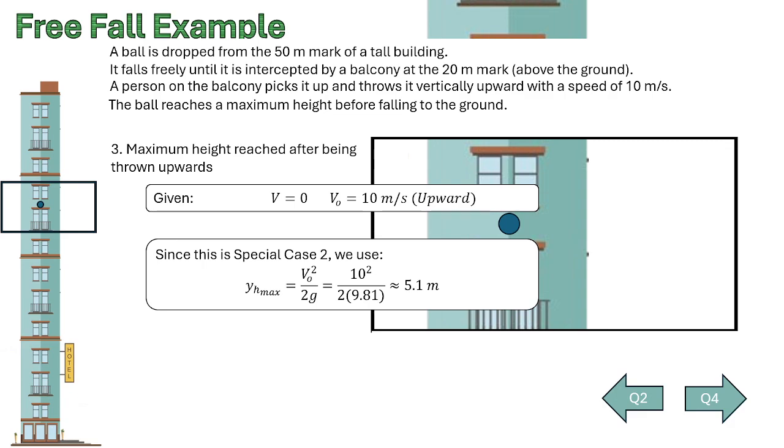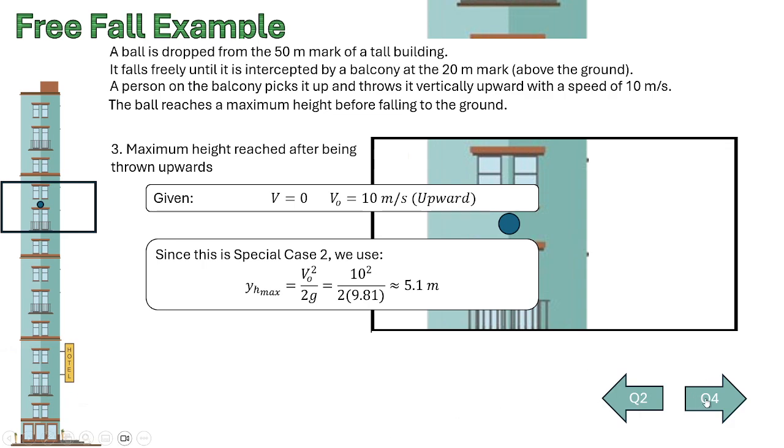So the person on the balcony tried to pick it up and throw it back up without knowing that the velocity is not enough for the ball to reach the top, or its original position.